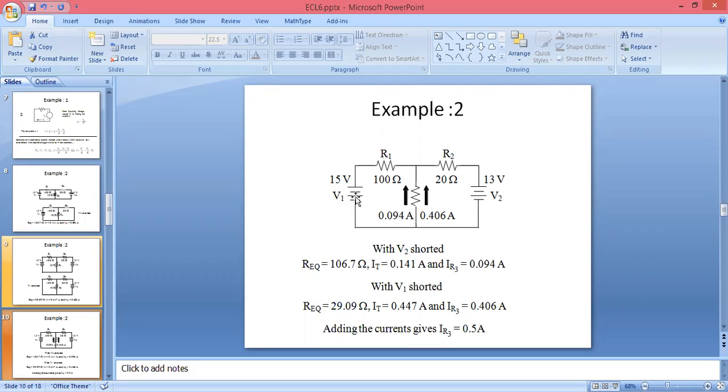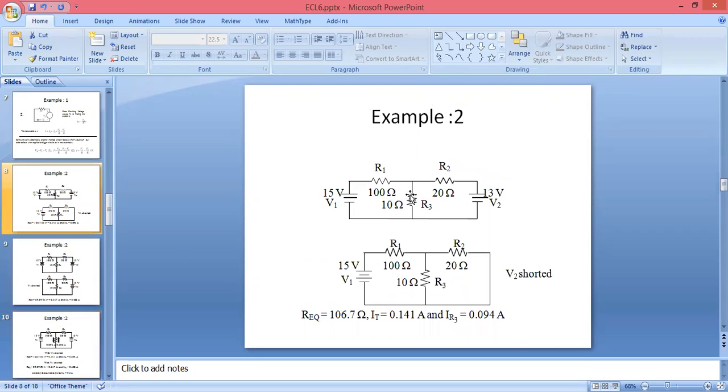Then we are considering only V2 as a voltage source and we are taking V1 as a short circuit. Then we are calculating current flowing through this resistor because of V2 source. And then we are taking the addition of these two currents. We will get the value of current flowing through R3 resistor by using the superposition theorem.